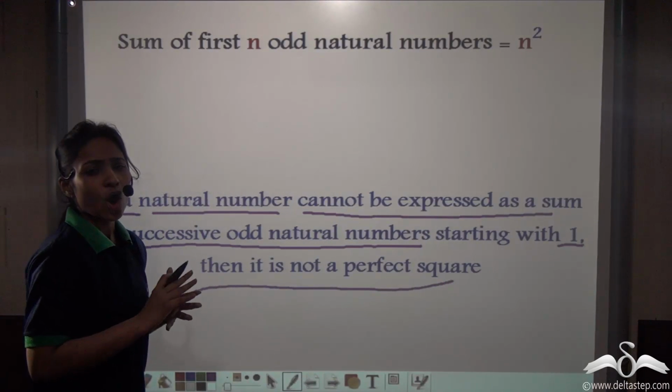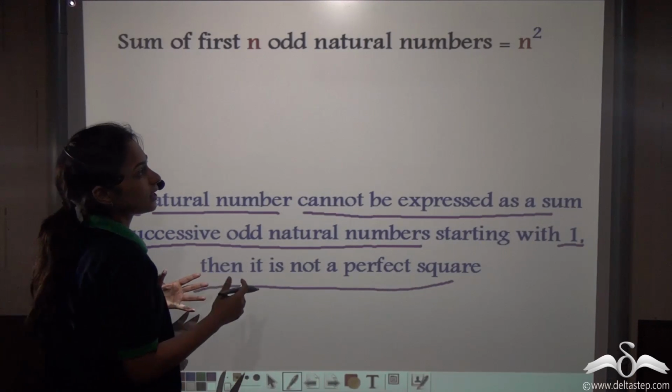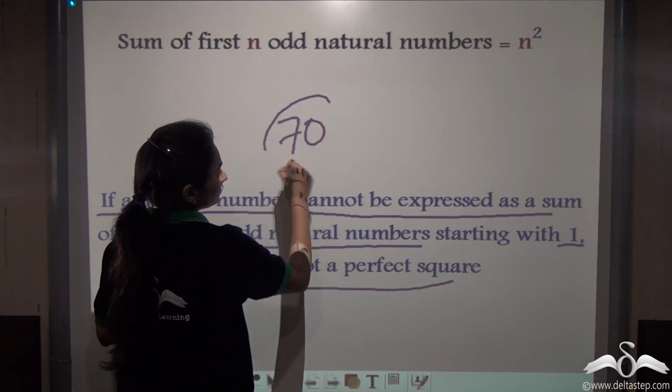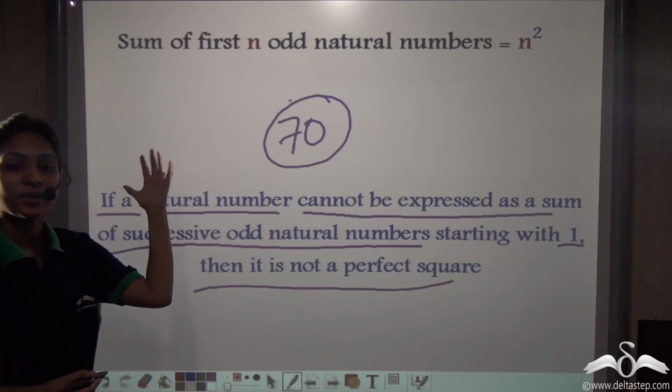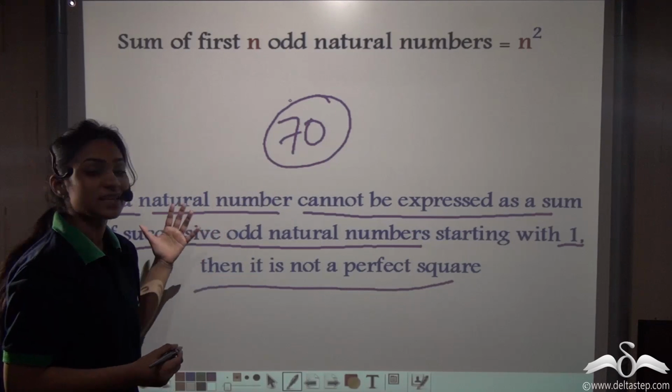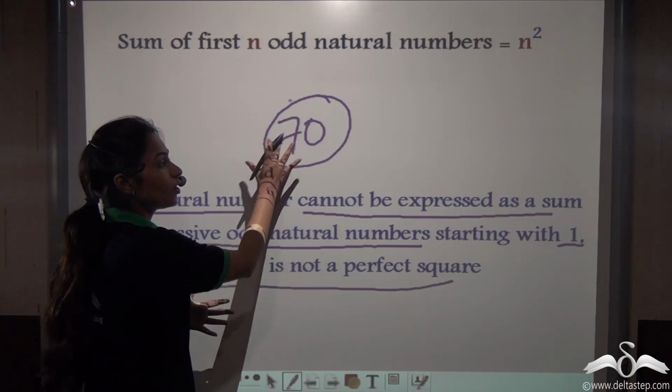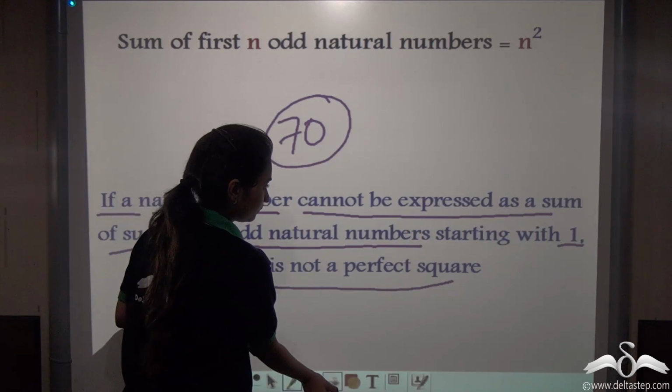Just like 58, you can take any other example. Say the number 70. You know this is not a perfect square. You can see that, and you cannot even express it as a sum of successive odd natural numbers. So it will not be a perfect square.